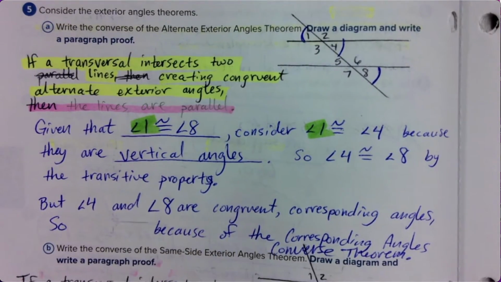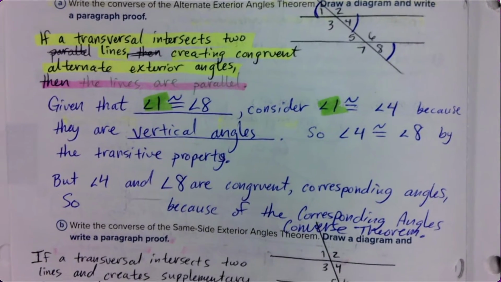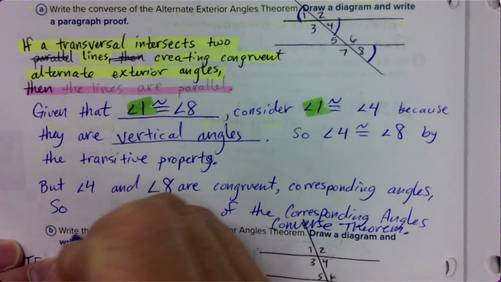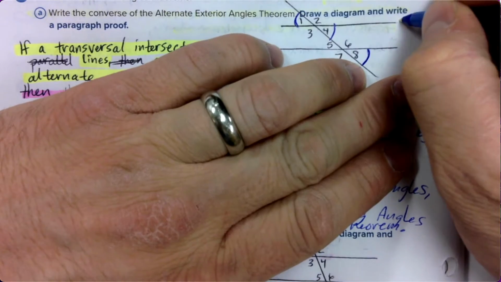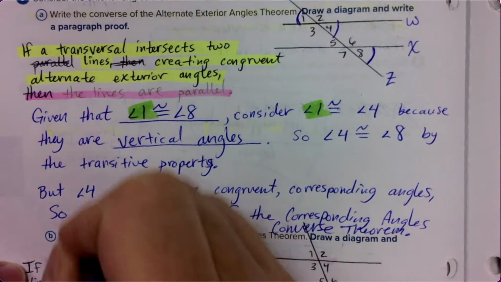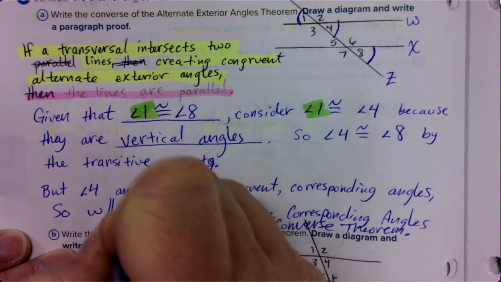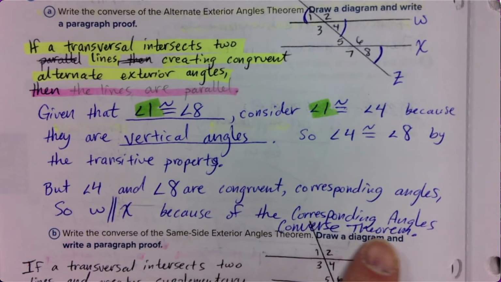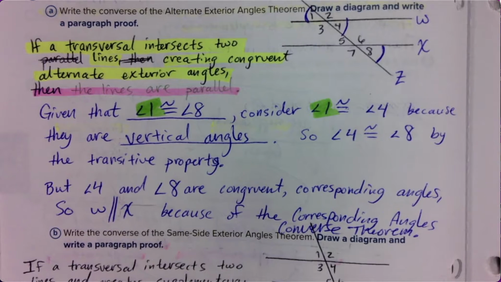Now, if they're corresponding, then that means that our line, we need to name the line here. Let's name this W and name this X. It's cut by transversal Z. Then that means that W is parallel to X because of the corresponding angles converse theorem.